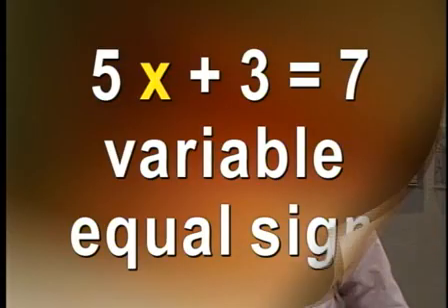Now, an equation is a lot like a sentence. To have a sentence we have to have a subject and what's called in the grammatical classes a predicate, a verb. And an equation has that equal sign, which is like a verb.